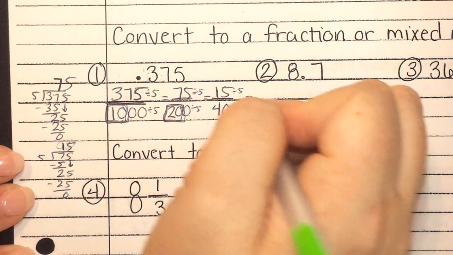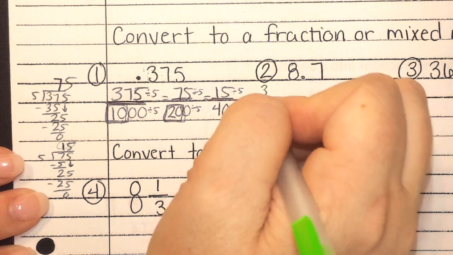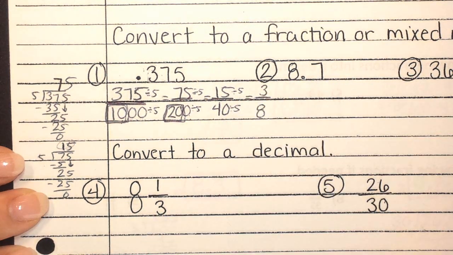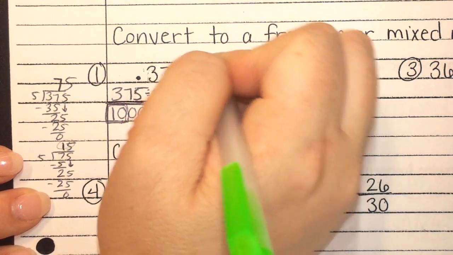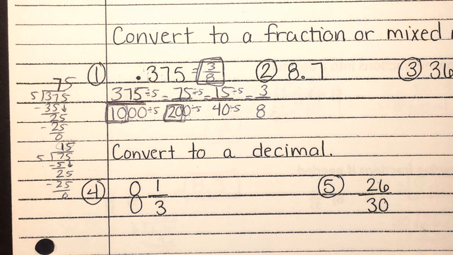Okay, 15 divided by 5 is 3. 40 divided by 5 is 8. 3/8. And just to make sure I can tell where my answer is, I'm going to put 3/8 next to that decimal. Okay. So my answer here is 3/8. All right, number 2.